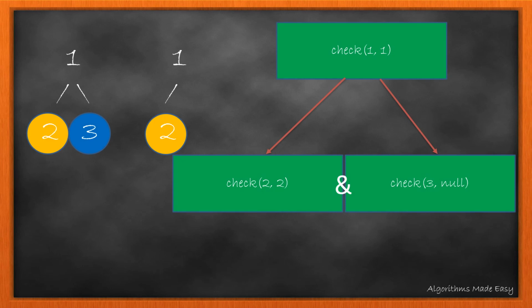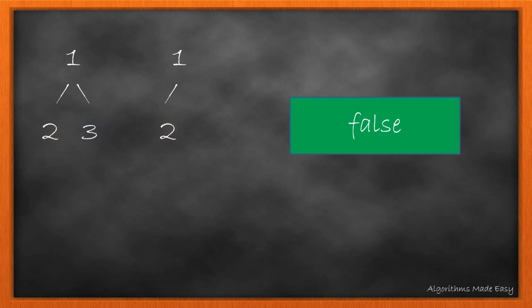Suppose in the previous example the right subtree for one of the trees is missing. In this case the method call 3, null will give a different result than before. As one of the nodes is null, this method returns false as discussed earlier. So the final return becomes false.